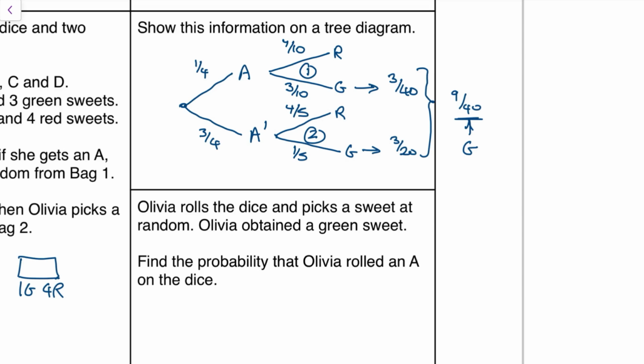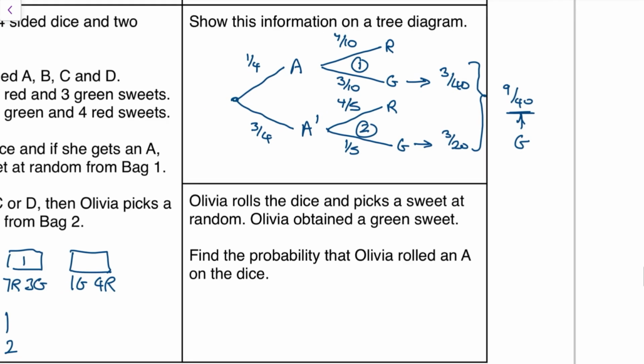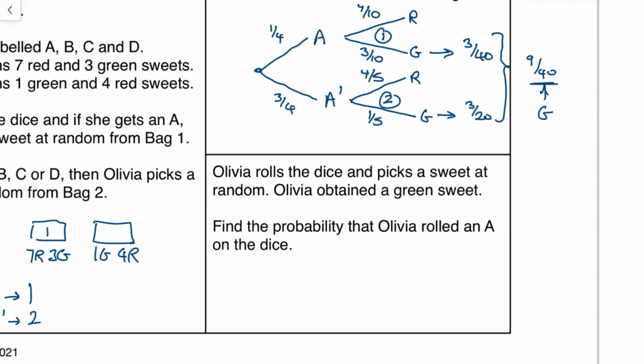But I want to know the probability that she rolled an A to get that green sweet, which is the 3 out of 40 I've just mentioned. So the probability I care about is 3 over 40, the probability she rolls A and green, divided by the total probability she gets a green, which is 9 over 40. That's 3 over 9, otherwise known as 1 over 3.